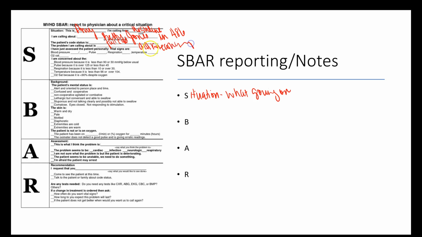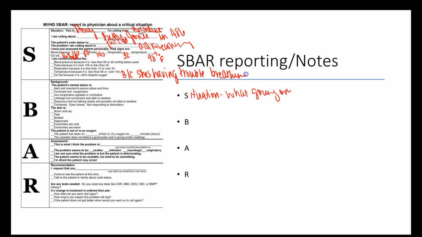Okay. Her vital signs are 120/80. Her pulse is 140. Her respiratory rate is 32. Her temperature is 98.7 degrees Fahrenheit. And her pulse ox is 86% on room air. I am concerned because she's having trouble breathing. Okay, that is all situation.